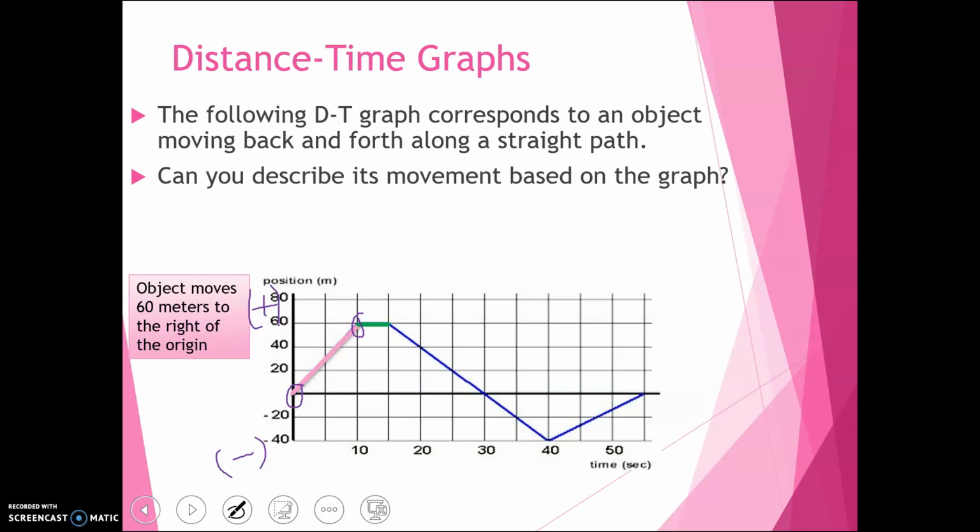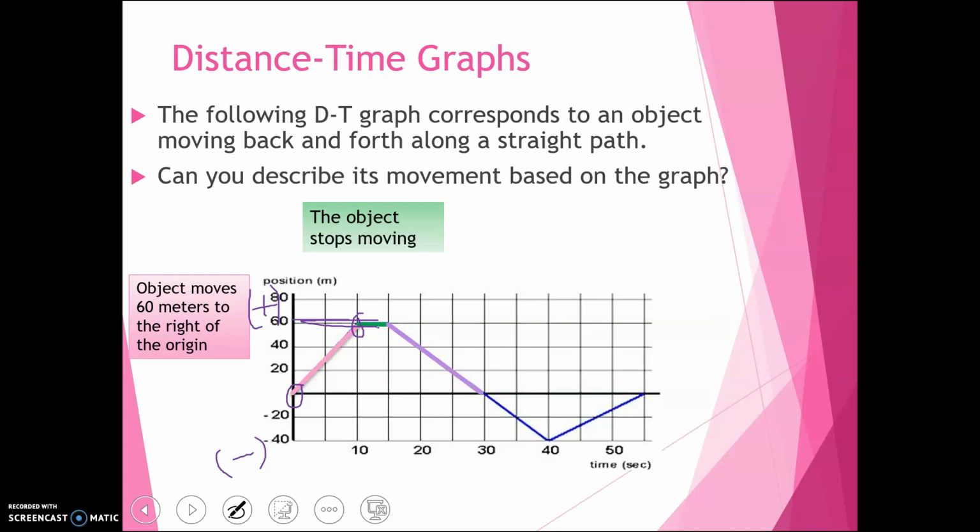All right, let's look at the next segment. So this green line, remember it's a horizontal line. As you can see, the object stays right at 60. So that means it stays at 60, 60, 60. So the object is not moving. It's staying at that 60 meter mark.